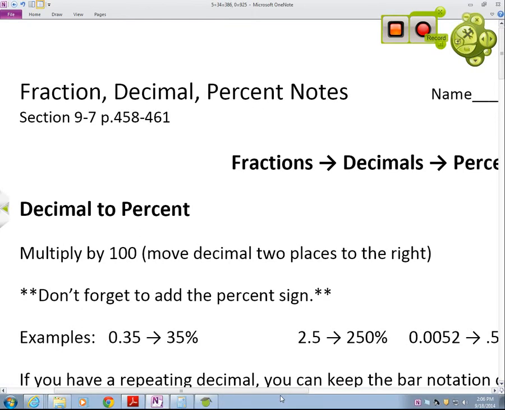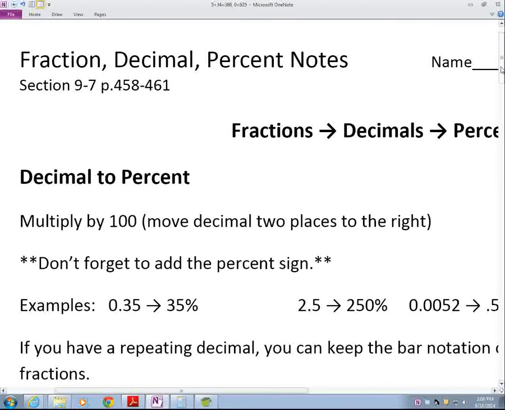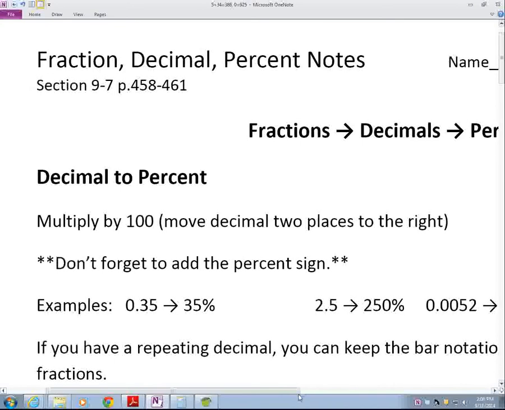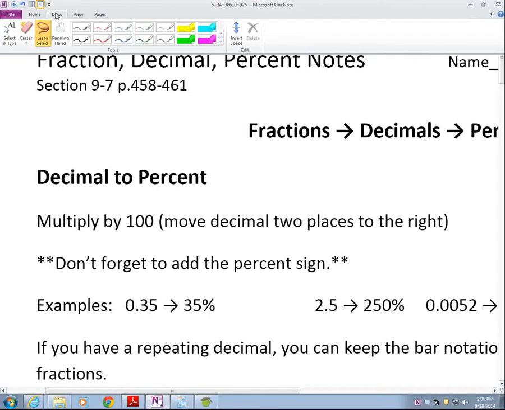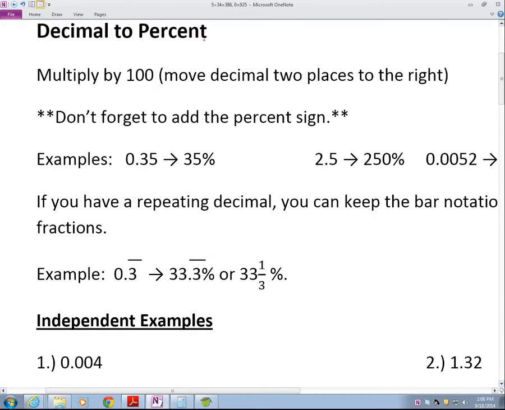Okay, decimal to percent. What I want you to do is, you're going to number these guys. It says decimal to percent. Multiply it by 100. By doing that, you're moving the decimal 2 places to the right. That's how you multiply by 100. I want you to put a number 1 right here. I want you to put a number 2 right here. Don't forget to do the percent sign. So that's all we're doing.